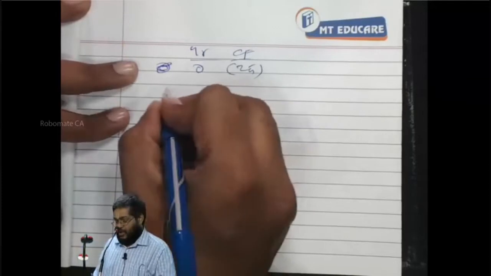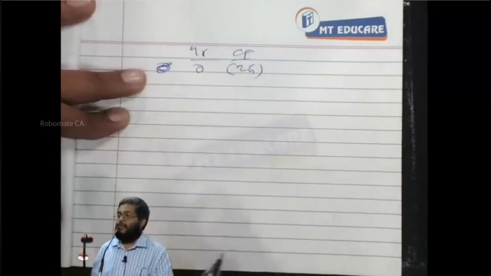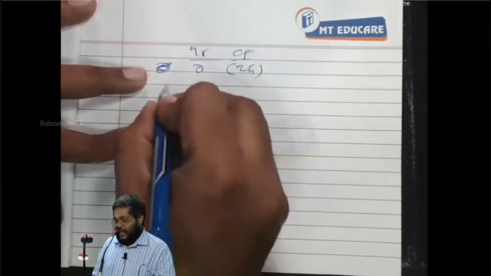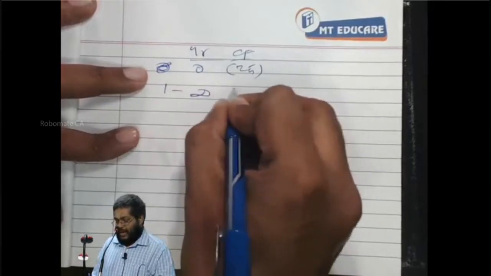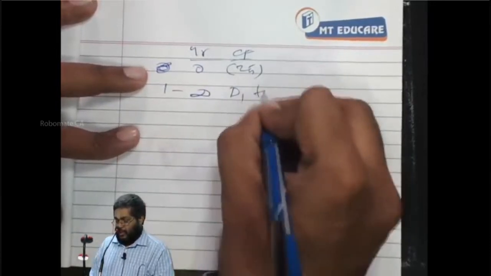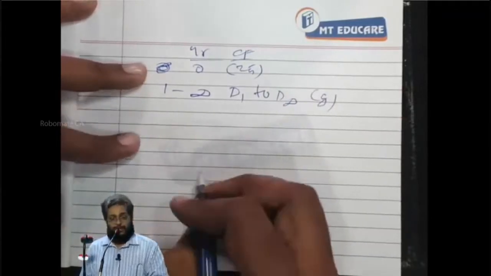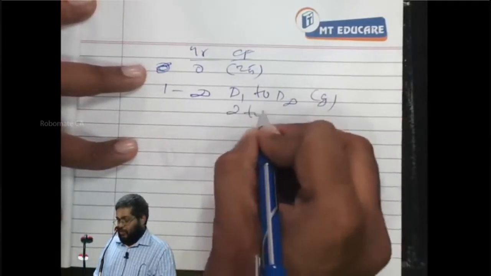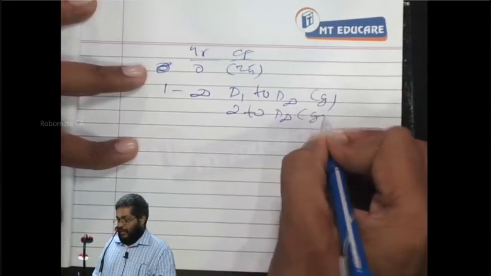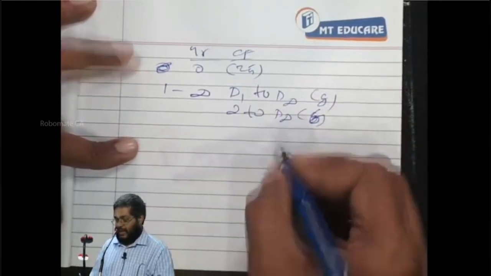Now, cash flow. I am going to get cash flow for 1 year or 2 years, infinite years. I get D1 to D infinity, at what rate? Growth rate G. Now, that is going to be 2 to D infinity. Growing at what rate here? 6% growth rate.